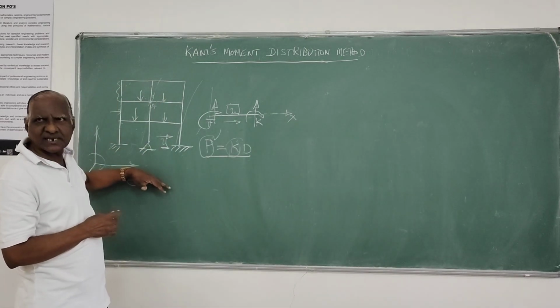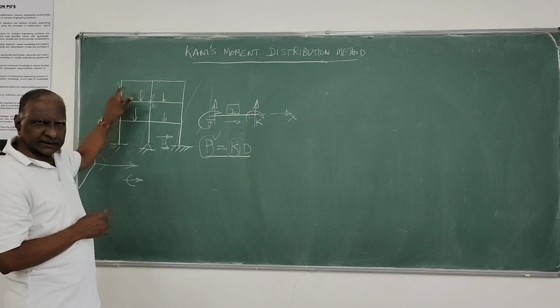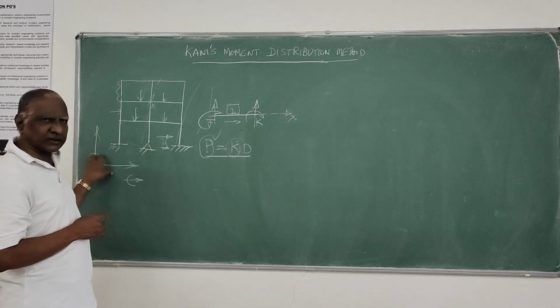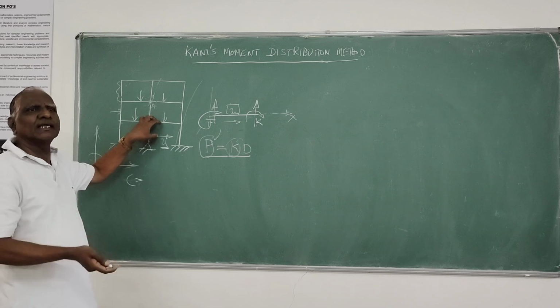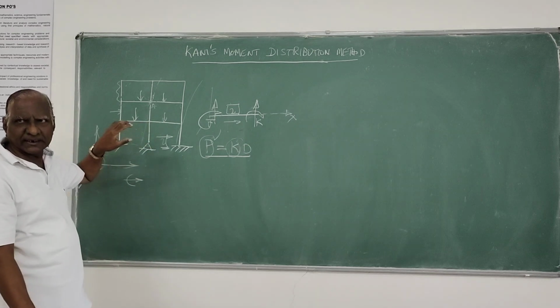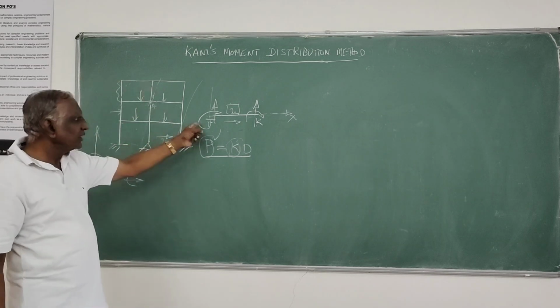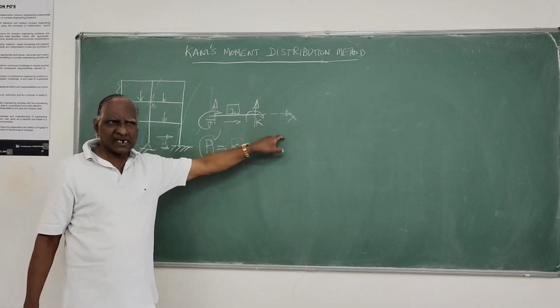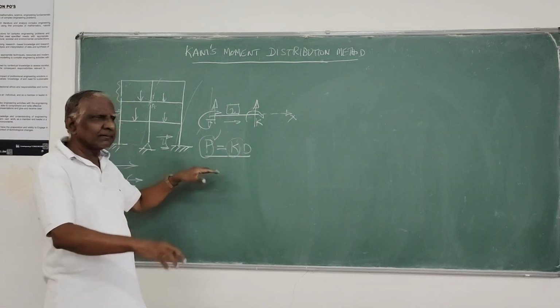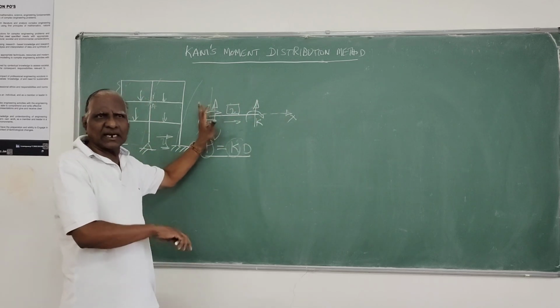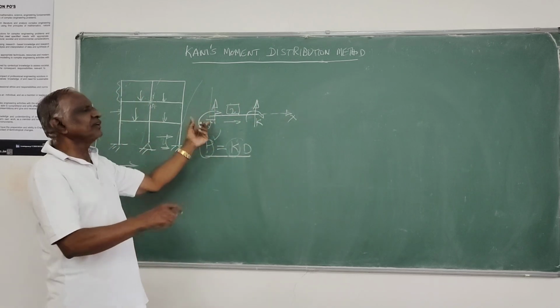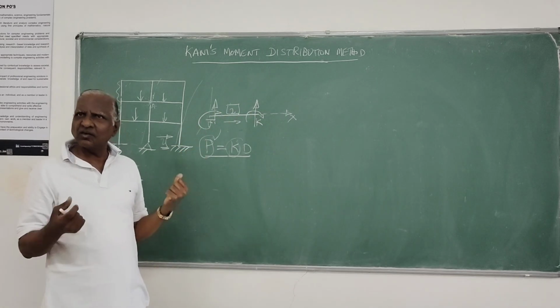Given the loading in the structure, taking the joints with respect to a global coordinate, we arrive at the displacement at each joint. Then applying the compatibility condition at each joint, taking the displacement at the ends of each member, and with respect to the local generalized coordinate of the member, we can arrive at the member end forces.